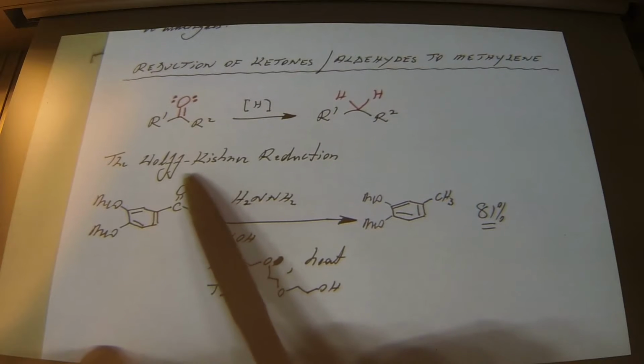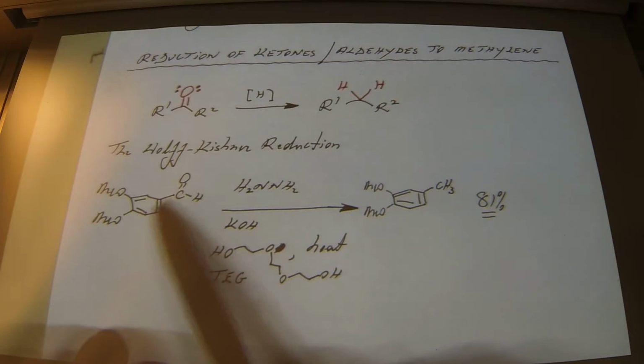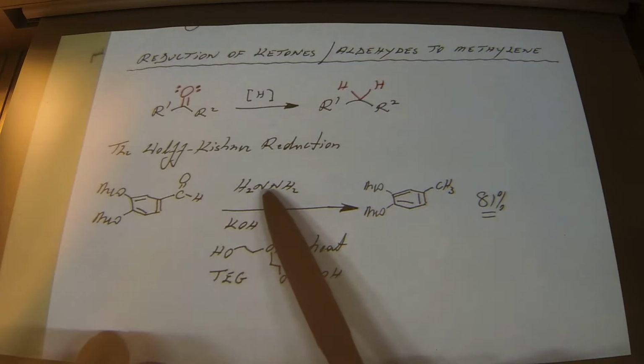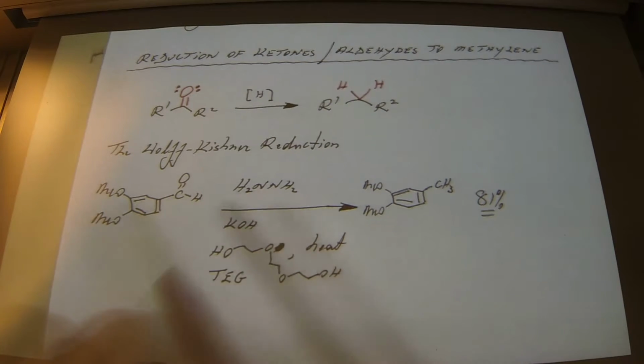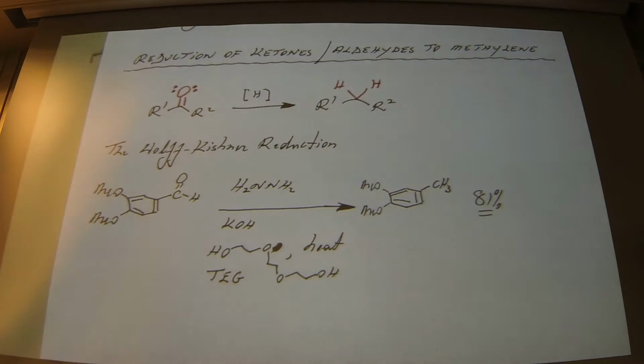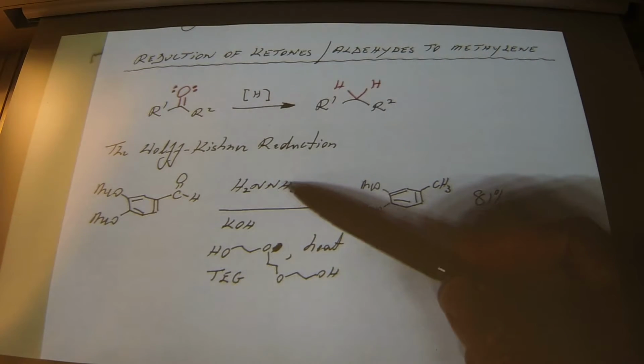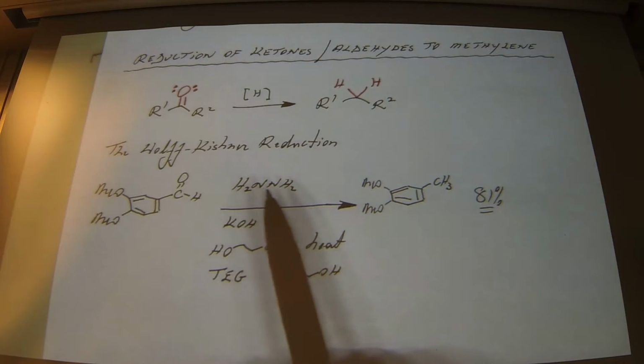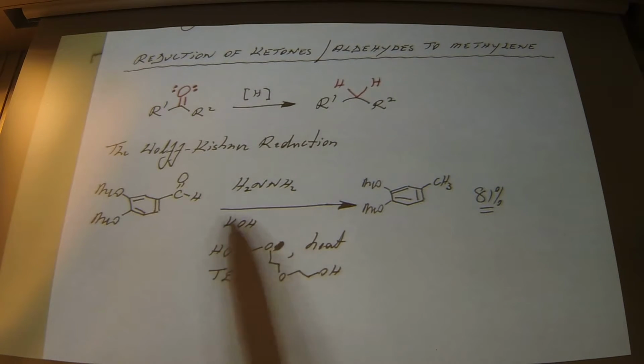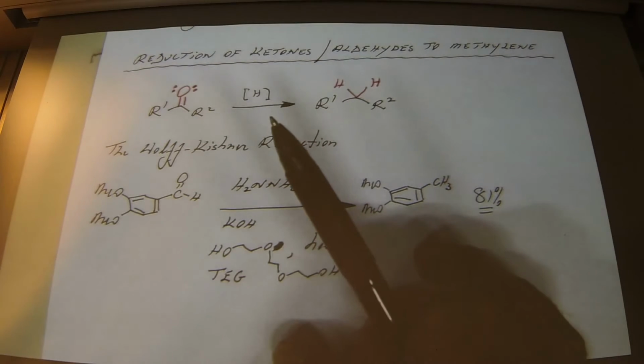This is known as the Wolff-Kishner reduction, and it's illustrated for this aldehyde. The reducing agent is hydrazine. Hydrazine, by the way, is rocket fuel. Actually, dimethylhydrazine is liquid rocket fuel, and that has two methyl groups on one nitrogen. This is a very powerful reducing agent, and the conditions are fairly severe.